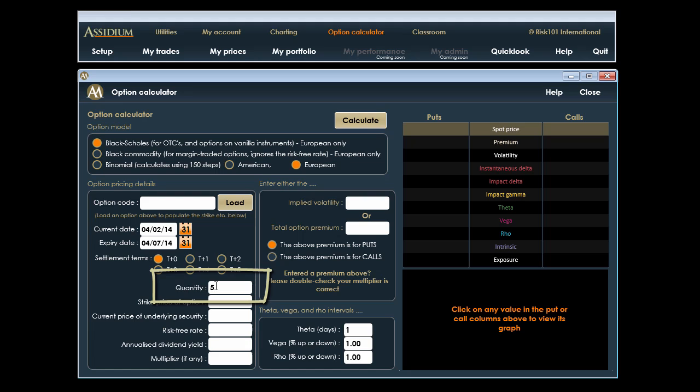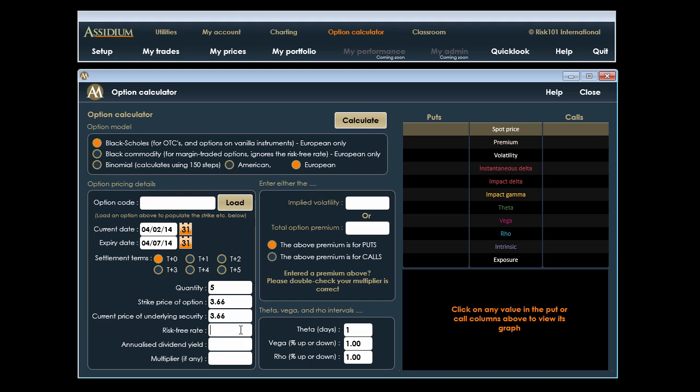Enter the number of option contracts being bought or sold here. Tesco is trading at £3.66 and therefore the strike price is the same because we are pricing an at-the-money option. Enter the ruling spot price of the underlying security, in this case that of Tesco, in this field.